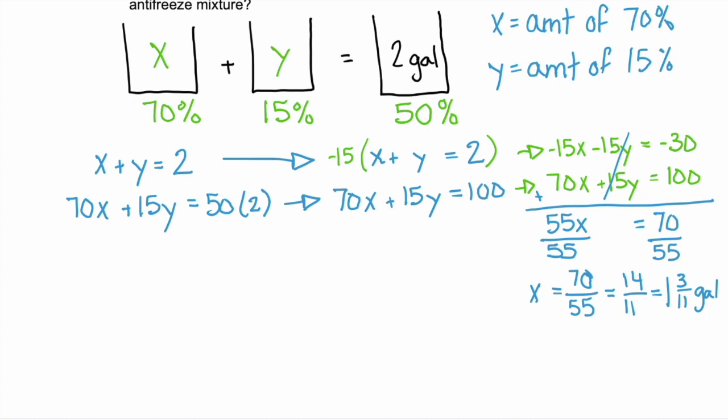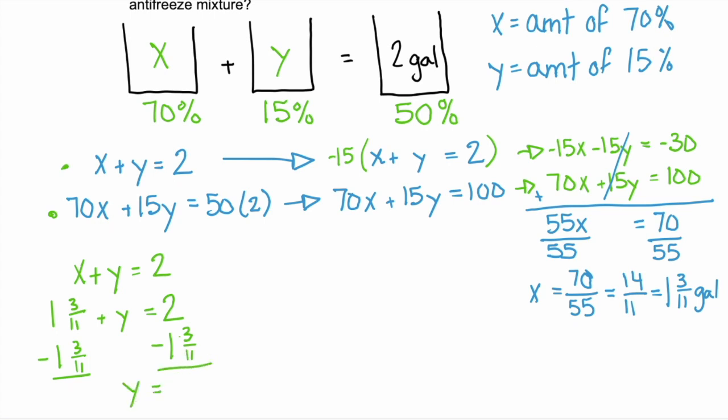So now that we know x, we can substitute our x back into one of our original equations and solve for y. Which equation is the easiest to substitute back into? That first equation, that x plus y equals 2. So x is 1 3/11 plus y equals 2. Subtract 1 3/11 from both sides, and you get that y equals 8/11 of a gallon.